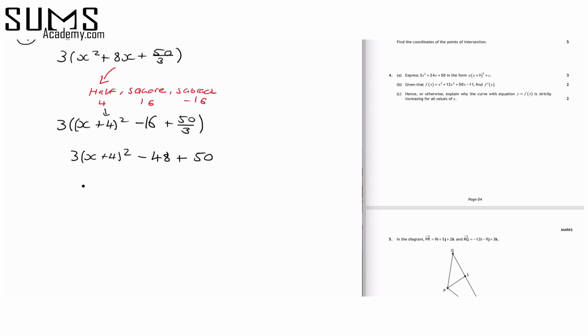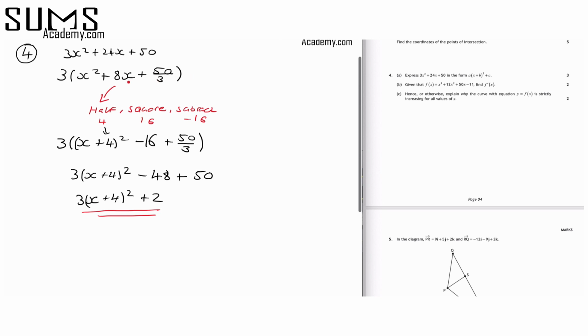And then this becomes 3(x plus 4) squared, minus 48 plus 50, which is just plus 2, and that is in the correct form, so that's your final answer there. So where do you get the marks from? You get 1 mark for identifying the common factor, another mark for completing the square, and your 3rd mark for writing it in the correct form. That's 3 marks.